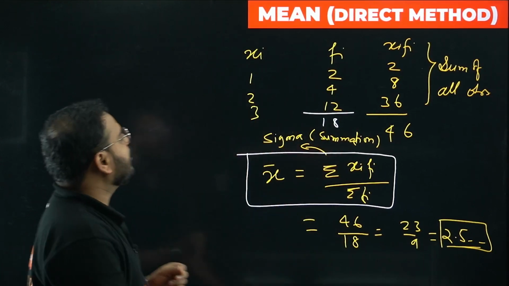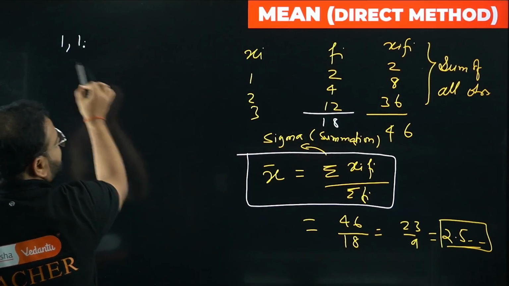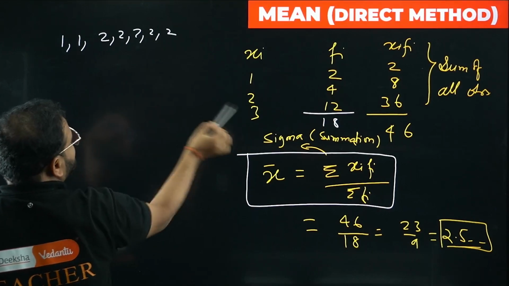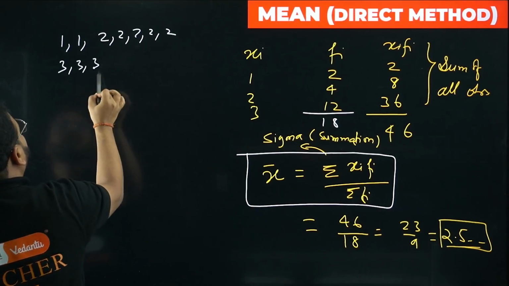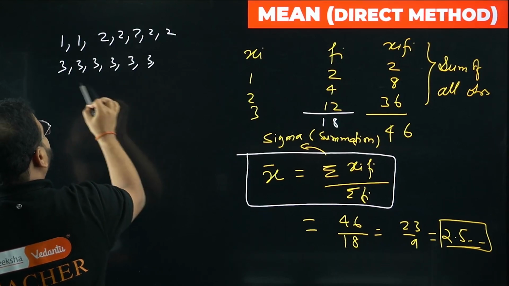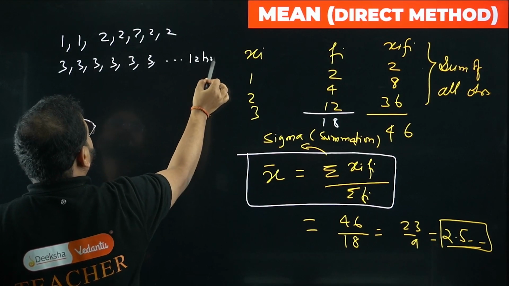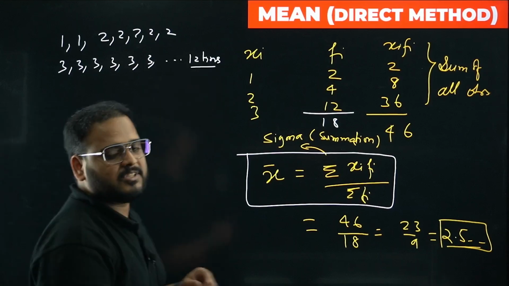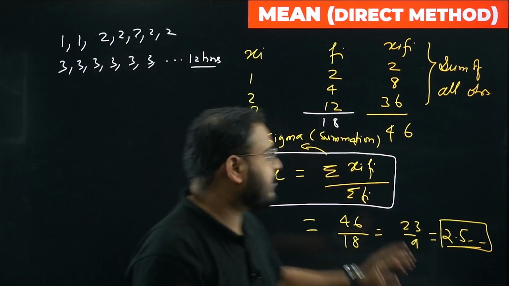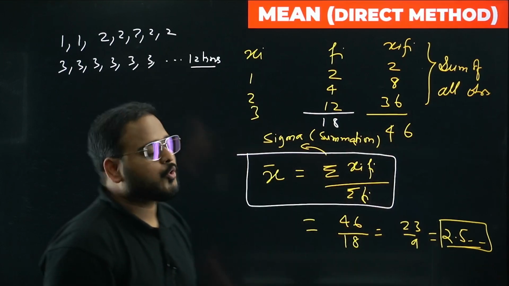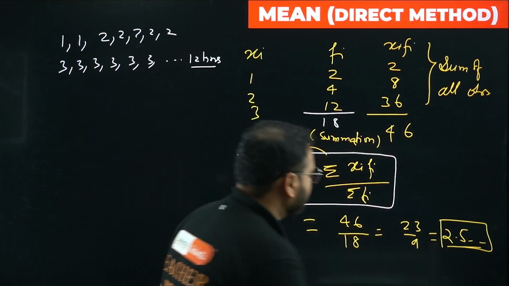What I mean by this is 1, 1; 2 is coming 4 times, so 2, 2, 2, 2; and 3 is coming 12 times, so 3, 3, 3, 3, 3, and so on, 12 times. That's how your data is given, in this form. From here we have tabulated it like this: 1, 2, 3, with frequencies 2, 4, 12, and we get the answer as 2.5 something, an approximate value. Have a look.